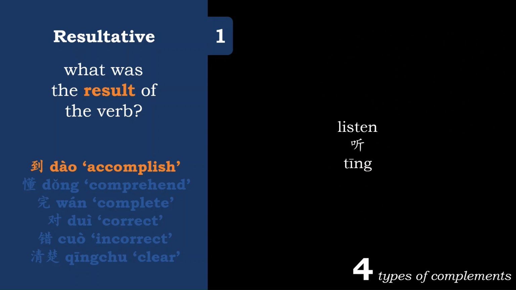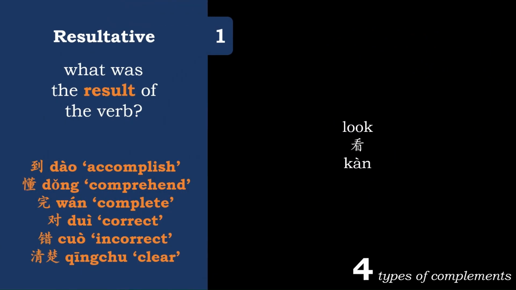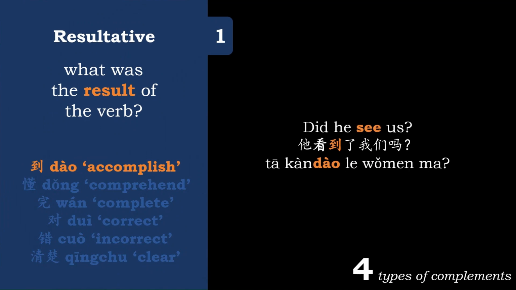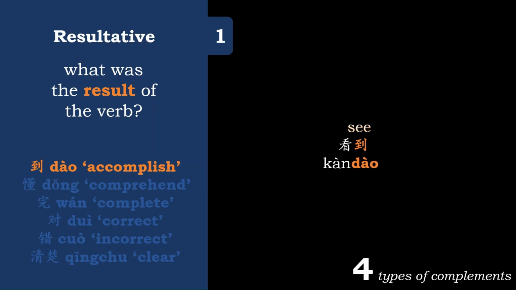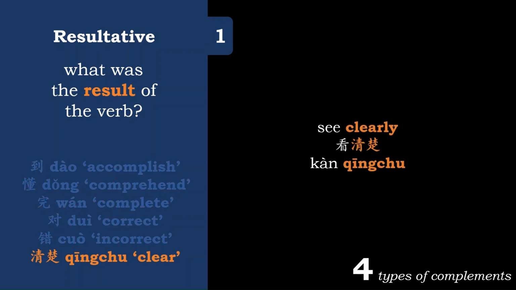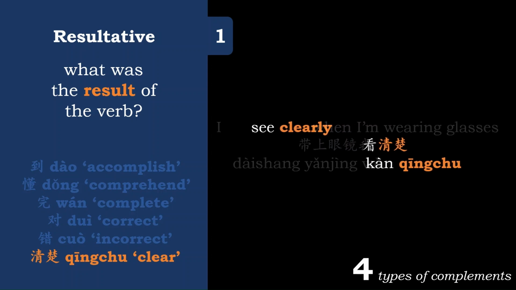Let's try it with another verb, another action. 看, which means to look. Now remember that 听 means listen and 听到 means hear. Now using the same principle, if 看 means look, then how do we say see? 看到. Did he see us? 他看到了我们吗? Let's try another one. How would we say to see clearly? 看清楚. I see clearly when I'm wearing glasses.